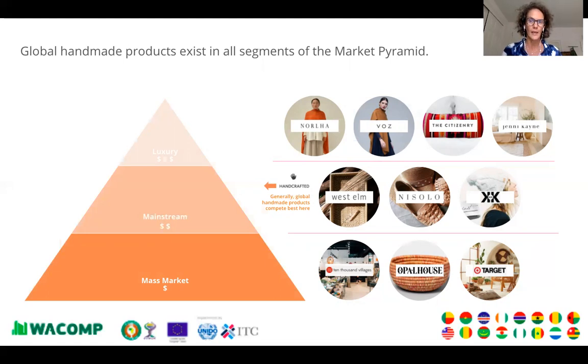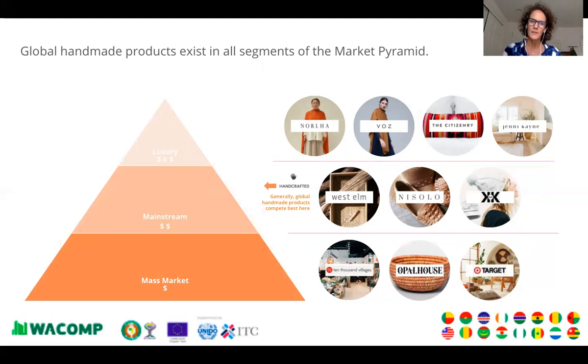And while global handmade and artisan brands exist in all categories, they generally compete the best in the mainstream market, and more specifically, in the upper portion of the mainstream market. This is where you find a balance of price, volume, and quality that generally matches handmade brands. In the luxury market, it's very hard to compete on quality. And in the mass market, it's very hard to compete on price and volumes.